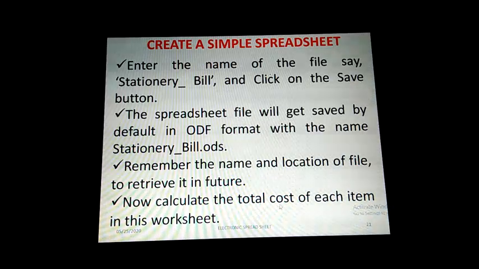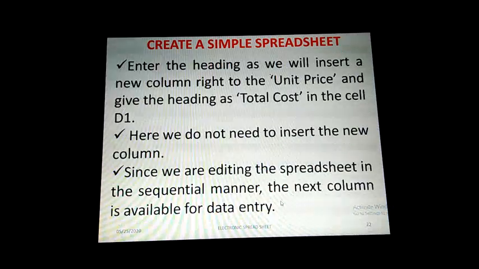Now calculate the total cost of each item in this worksheet. So how can we calculate? For that we need to type the total cost at the end, that is in the fourth column, to do the calculation. Here we do not need to insert a new column, since we are editing the spreadsheet in a sequential manner. In a sequential way we are entering all the details, first the item, then quantity, and then unit price, and then only the total cost. So there is no need to enter the total cost in between any two column names.